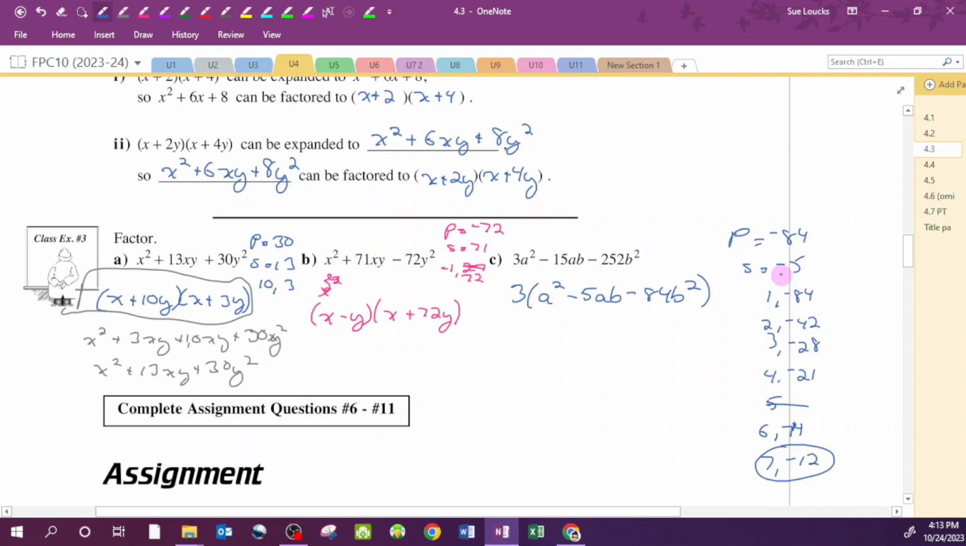Can you imagine trying to guess this if you didn't have a systematic way of checking them? I can't. Okay, so a plus 7, oops, I forgot my 7. A plus 7b times a minus 12b, and then check it by multiplying it out.